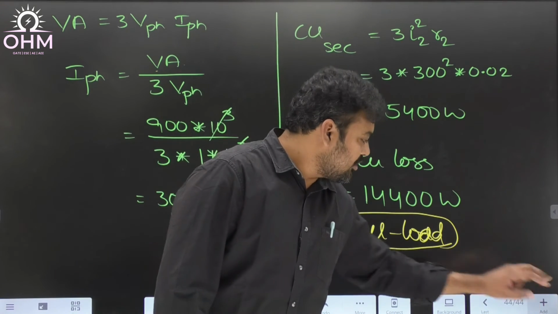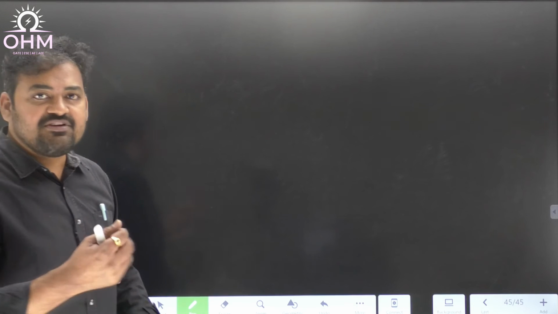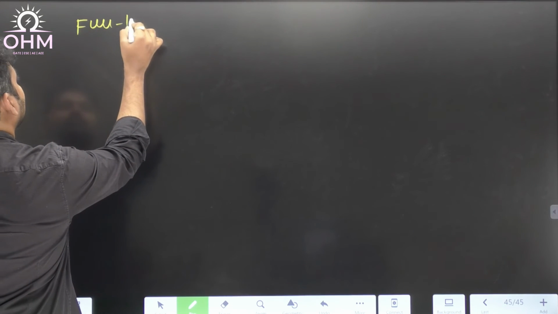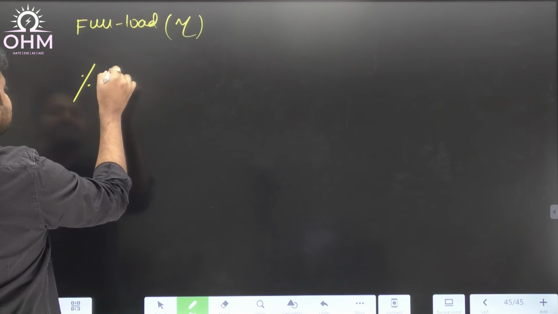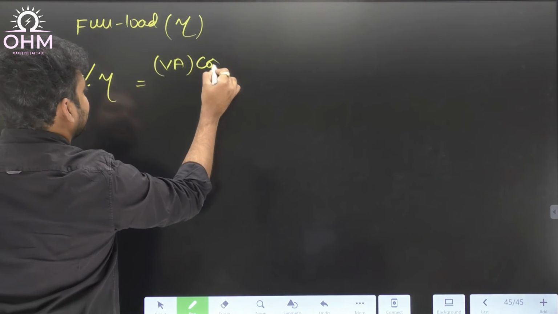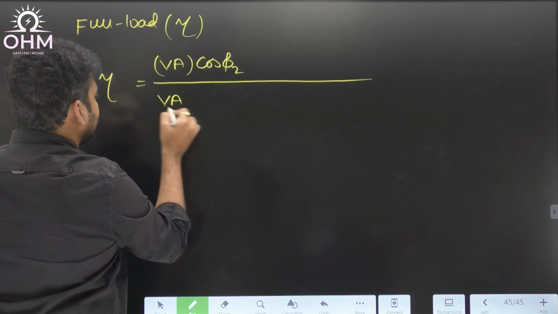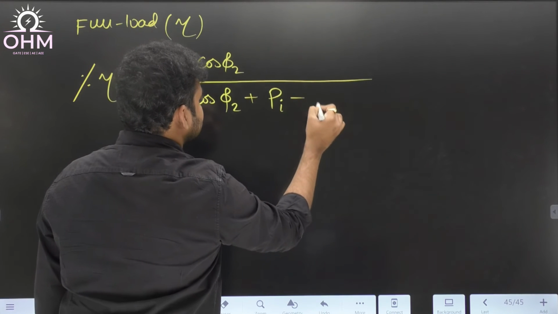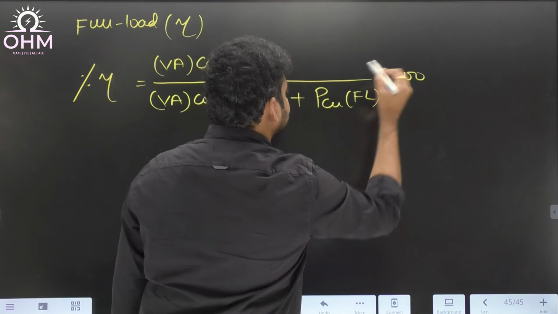Now we have the full load copper loss with us and the full load iron loss also with us. Then what is the formula for efficiency at full load? What is the formula for percentage efficiency at full load? That is VA rating into cos phi 2 divided by VA rating into cos phi 2 plus iron loss plus full load copper loss, multiplied by 100.